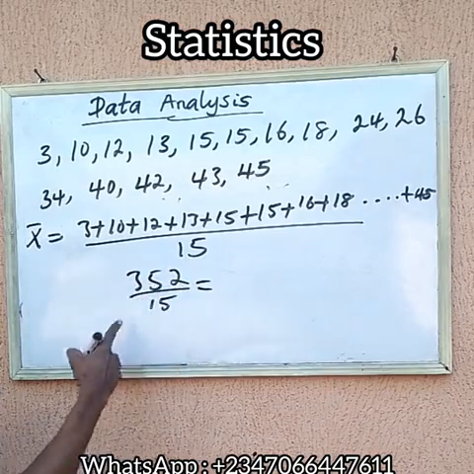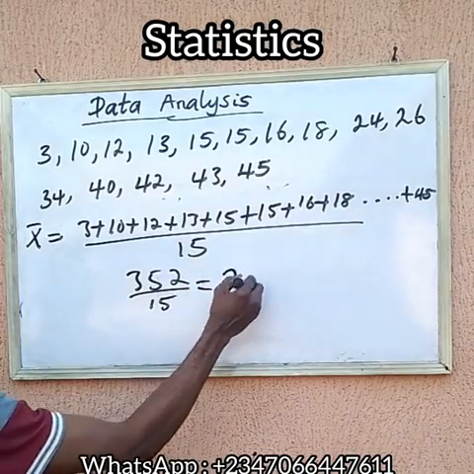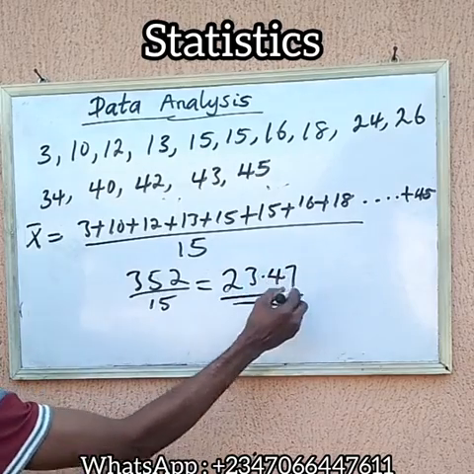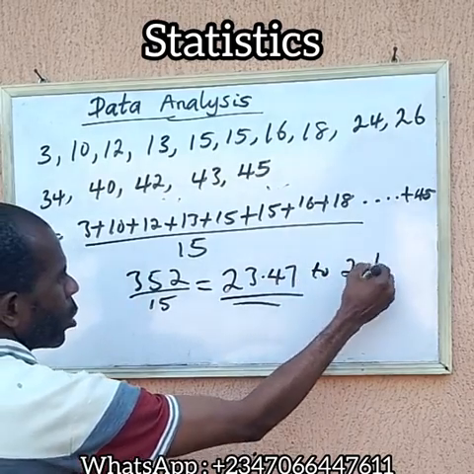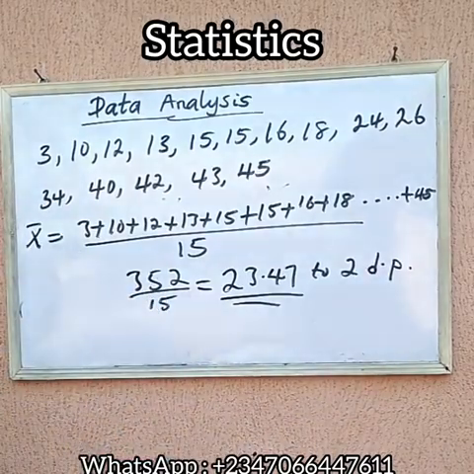Then let us divide this and approximate to 2 decimal places. So dividing that will give us 23.47. So we approximate to 2 decimal places. So this one is for the mean.